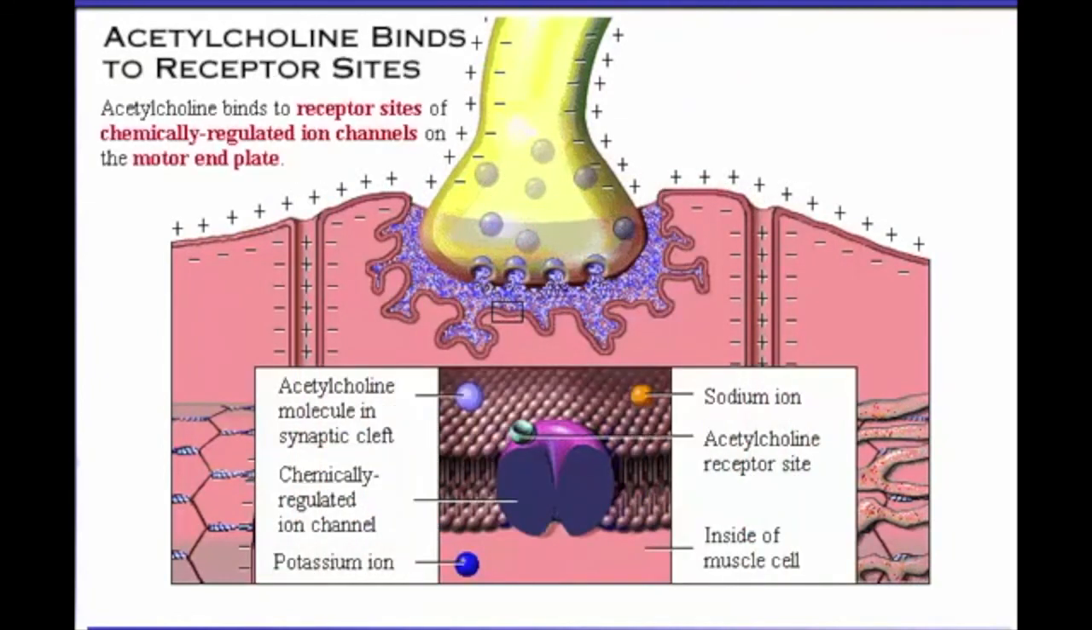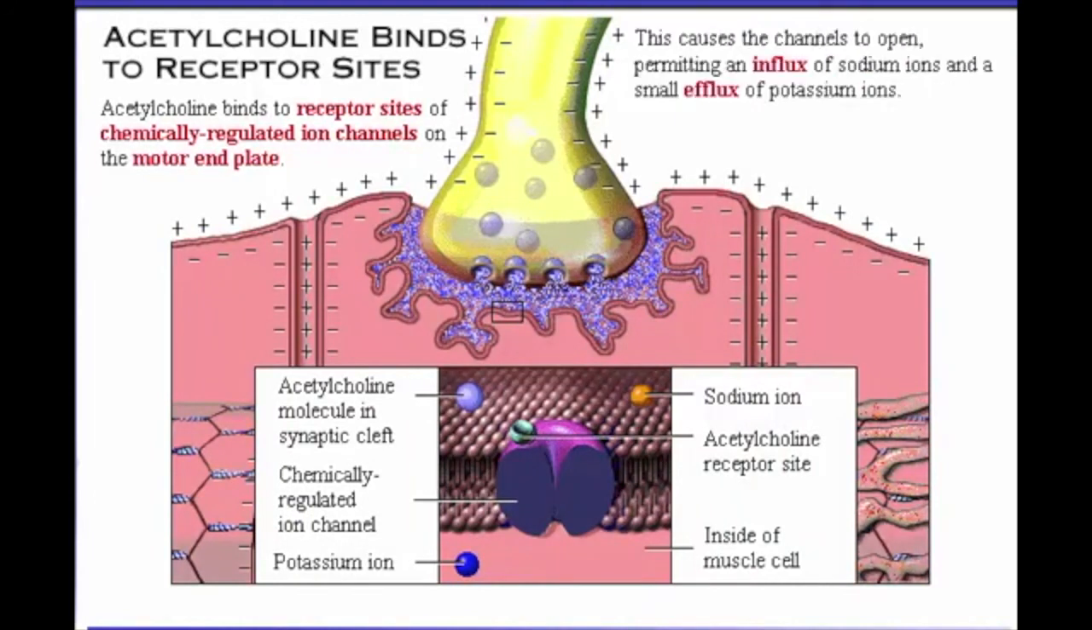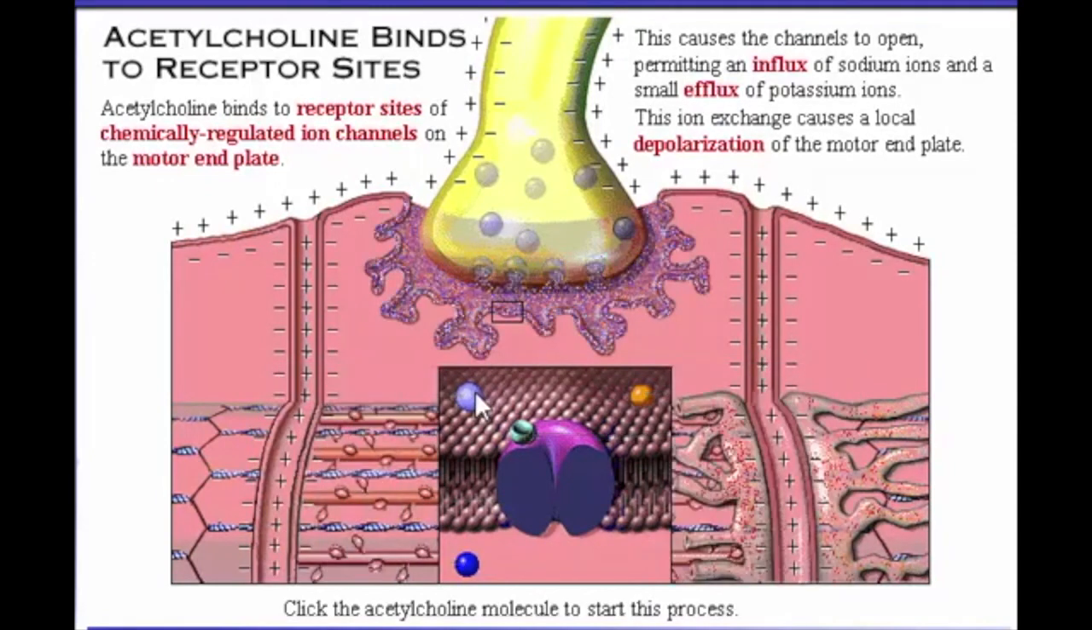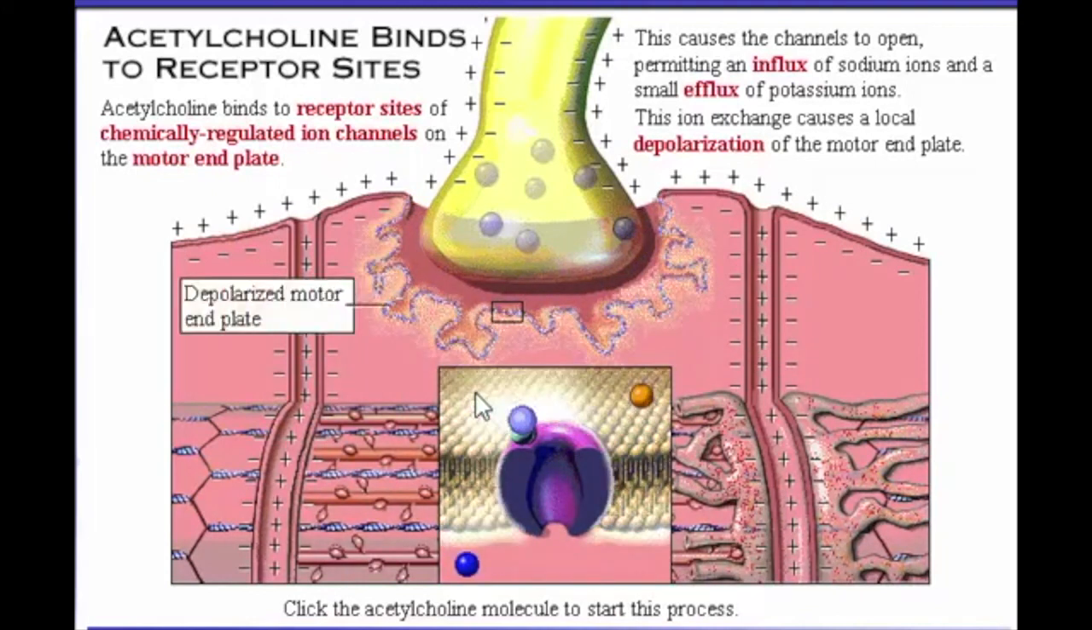Acetylcholine binds to receptor sites of chemically regulated ion channels on the motor end plate. This causes the channels to open, permitting an influx of sodium ions and a small efflux of potassium ions. This ion exchange causes a local depolarization of the motor end plate, which will be indicated here as a glow. Now the motor end plate is depolarized.